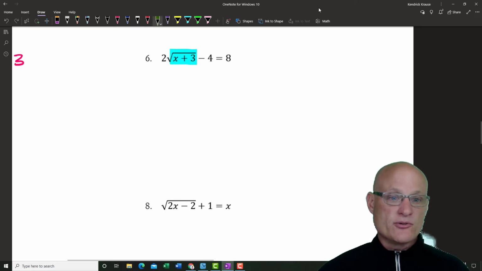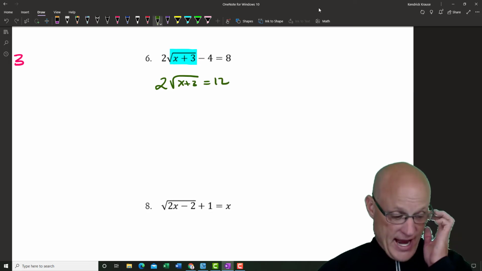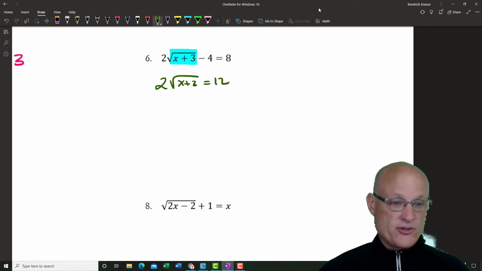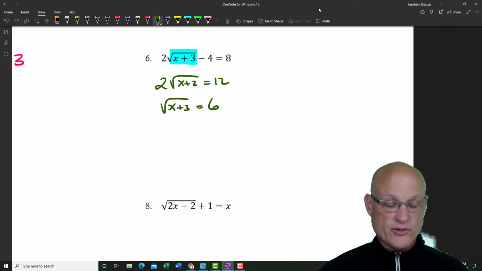So the first thing we're going to do is add the 4 over. So I get 2 square roots of x plus 3 equals 12. I don't need to show the adding. Then we're going to divide both sides by 2. So we get the square root of x plus 3 equals 6.